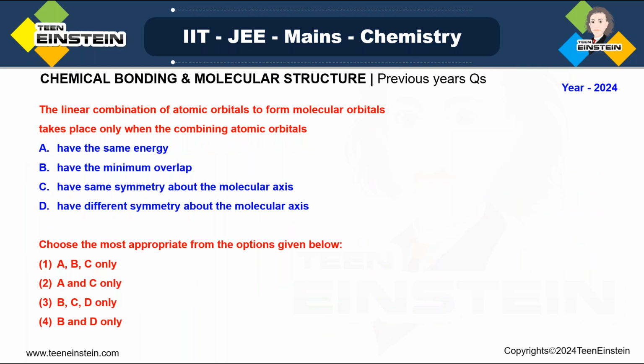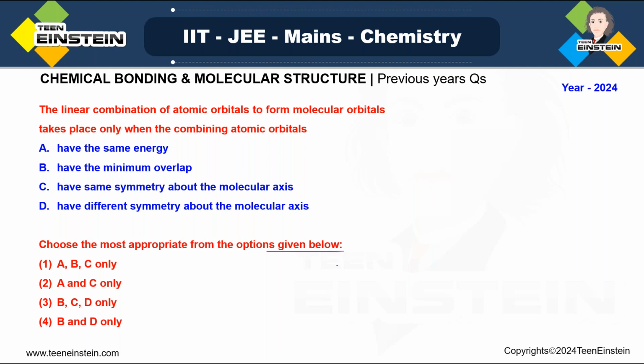Linear combination of atomic orbitals to form molecular orbitals takes place only when the combining atomic orbitals, which of these properties should be present. We have A, B, C, D, and you have to choose the most appropriate from the options given below. In the options, it may be that either 2 or 3 of A, B, C, D are present, right? So when we have molecular orbital formation starting from atomic orbital, there must be some criteria that should be fulfilled. Otherwise, it cannot form molecular orbital.